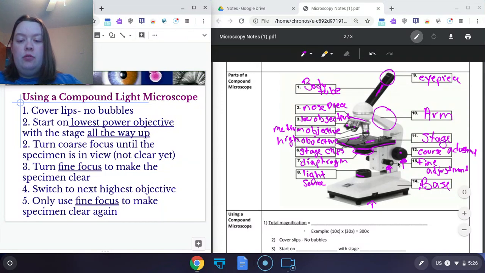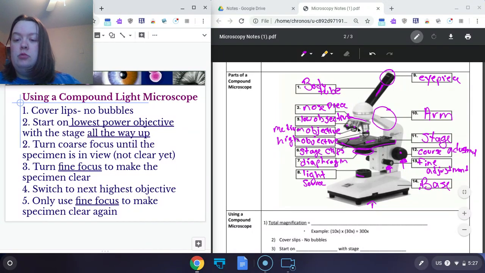And then you're going to move to the fine, small adjustment. Here you're going to make very fine changes until your specimen is as clear as you can make it. Once you have it clear using the smallest objective, then you may turn to the medium power objective.